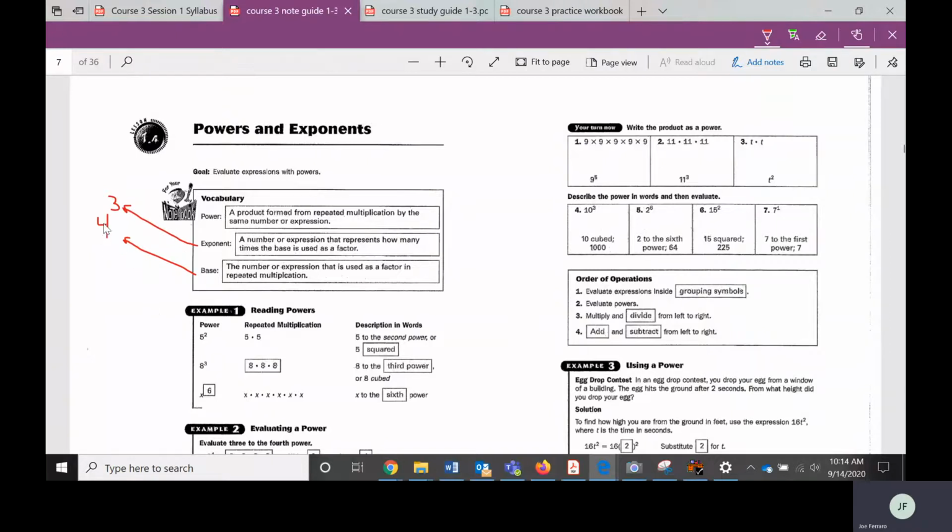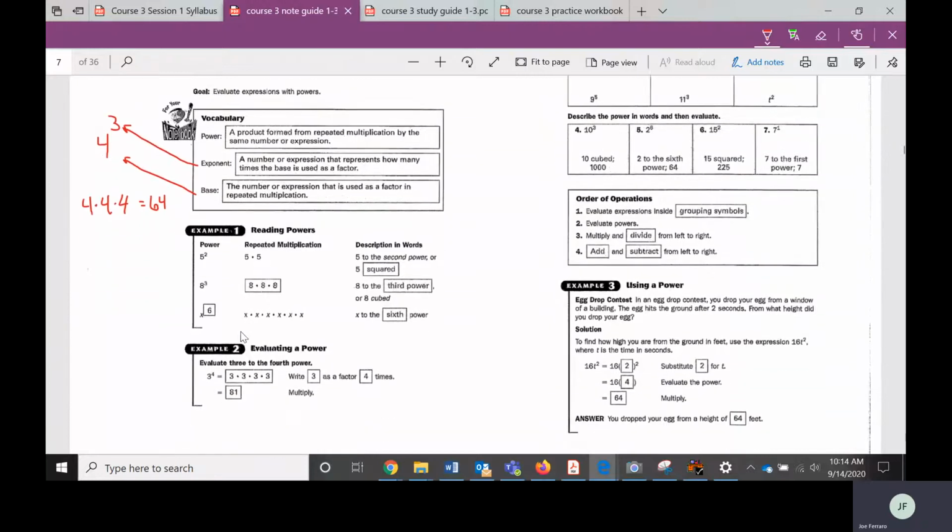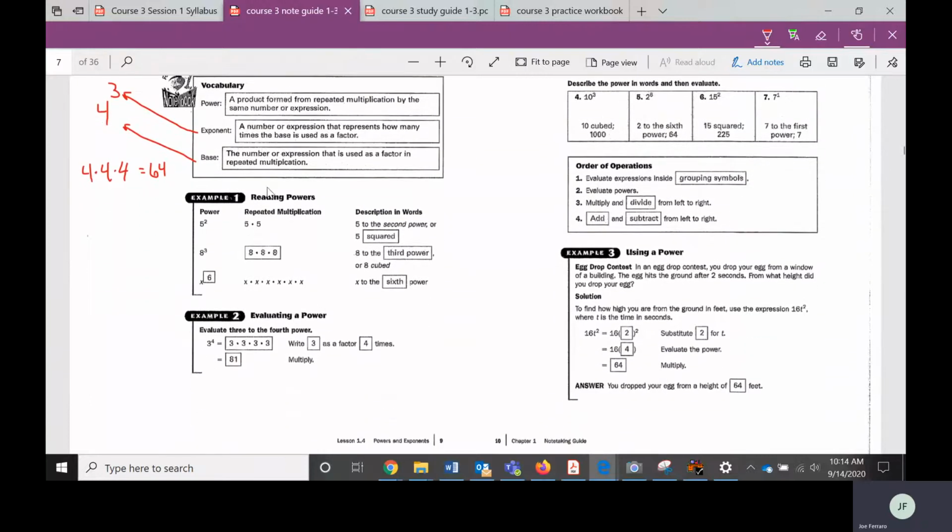Okay, the base is the number that is being multiplied. The exponent is how many of them are being multiplied. So 4 to the third would mean 4 times 4 times 4. Okay, so 4 times 4 would be 16, times 4 would be 64. So if you had to evaluate it, that would be 64. Okay, so let's look at some of their examples and problems.